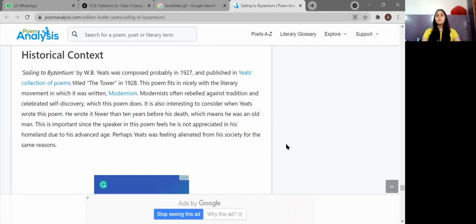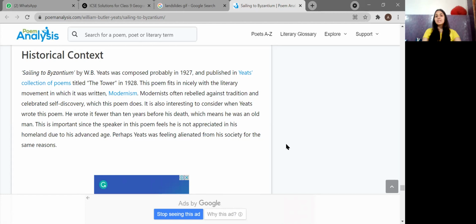Sailing to Byzantium by W.B. Yeats was composed probably in 1927 and published in Yeats' collection of poems. All right, so there's a collection of this author's poems in a booklet, and it is titled The Tower, in 1928. This poem fits in nicely with the literary movement in which it was written, that is modernism. So it was done at the time of modernism. That's why he's using the words old and youth, the comparison between both.